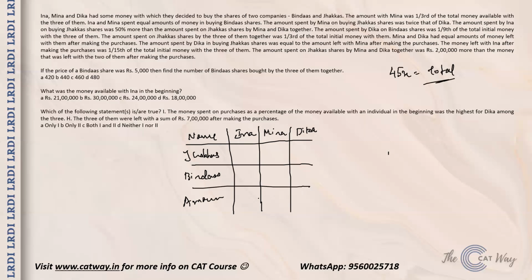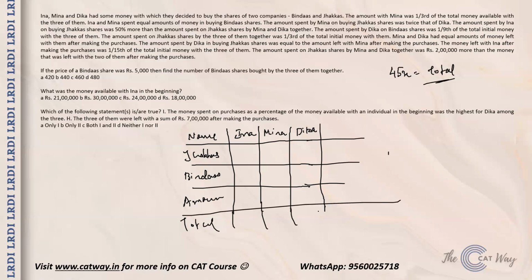Okay, चलो देखते हैं भाई, what do we have. अच्छा, let's make a column for total as well, both up and down. ठीक है, let's make a column for total also. ठीक है, चलो. So total what do we have is guys, चलो यहाँ भी total लिख लेते हैं so that we remember this column is total. ठीक है, so you have 45x. ठीक है, ये हो गया.